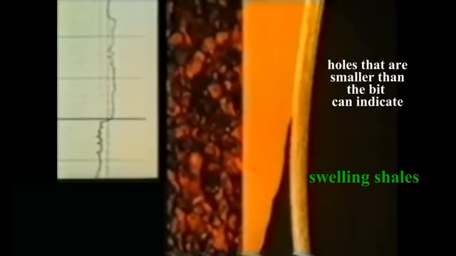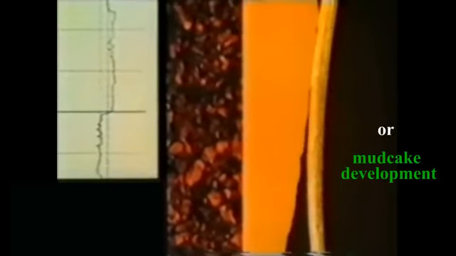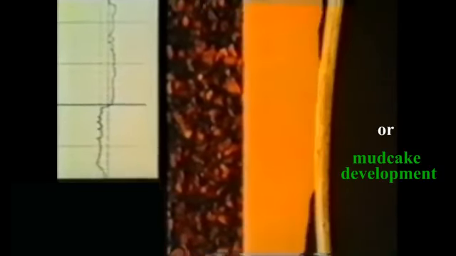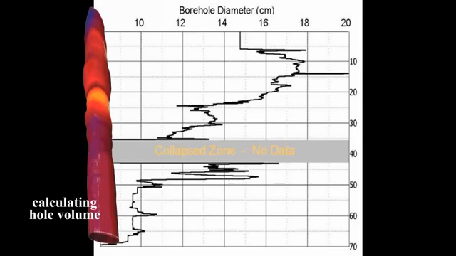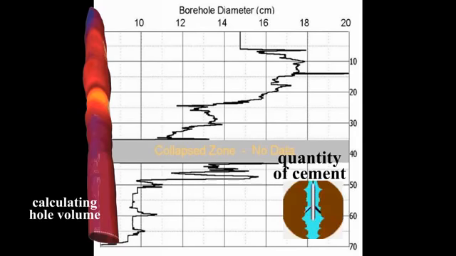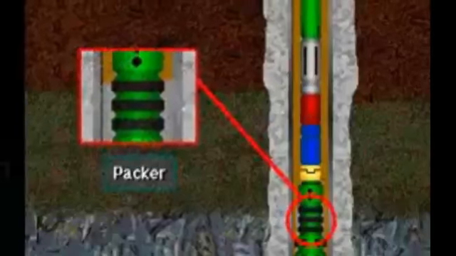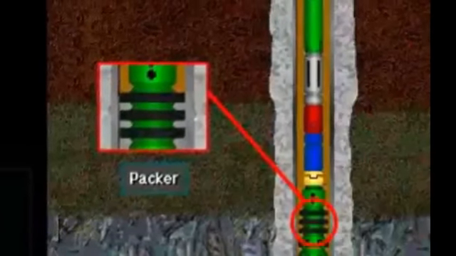Conversely, holes that are smaller than the bit can indicate swelling shales or large mudcake development, which indicates porous permeable zones. Each of these indications can impact the drilling program and need to be factored into that program. In addition, the results from the caliper log can help in calculating the hole volume, which will become necessary when determining the quantity of cement needed for casing. It is also good for locating good packer seats for the DST.